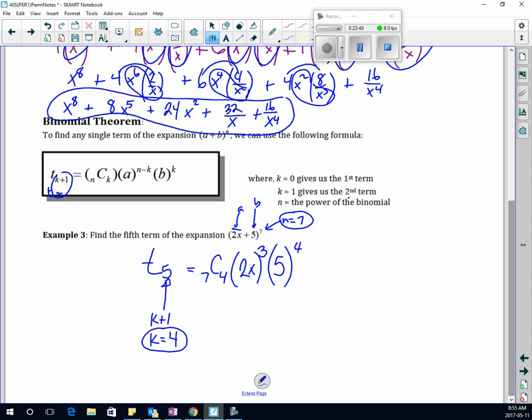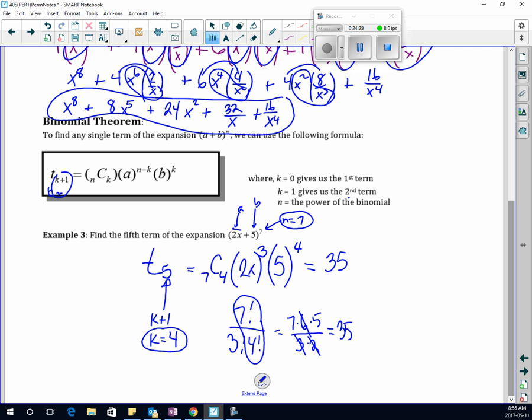Remember that at any point in time, these two exponents should add up to what my n is. So 7C4 is probably nothing we need a calculator for. 7C4 is 7 factorial over 3 factorial, 4 factorial. So this would simplify to 7 times 6 times 5, and then the 3 factorial is 3 times 2. So 3 and 2 and 6 will cancel, so I'm left with 35.